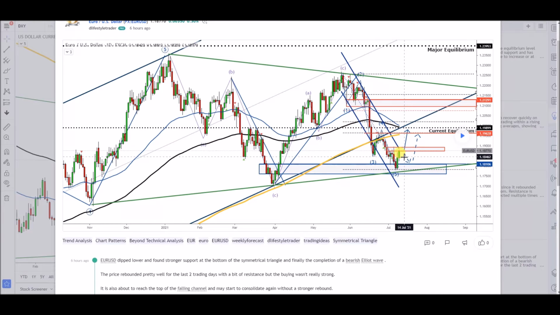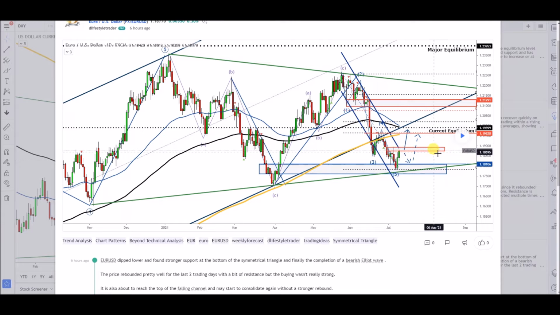And of course, to be very straightforward and simple, it is essentially at the bottom of a very big range right here. Therefore, going long is the more obvious choice, especially if it's able to break higher from here.